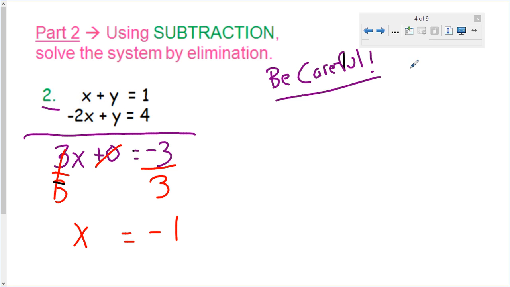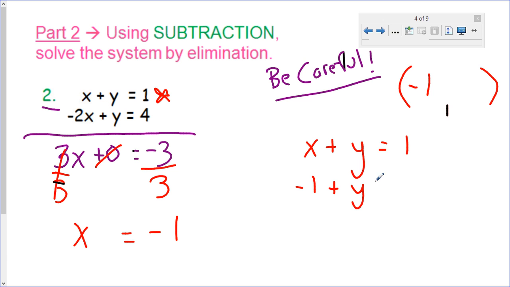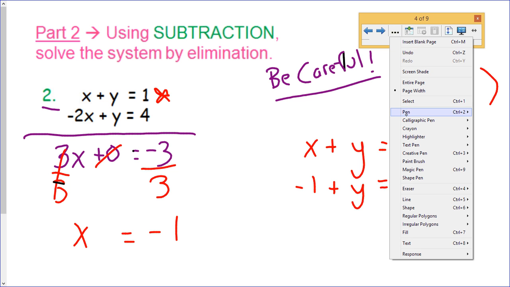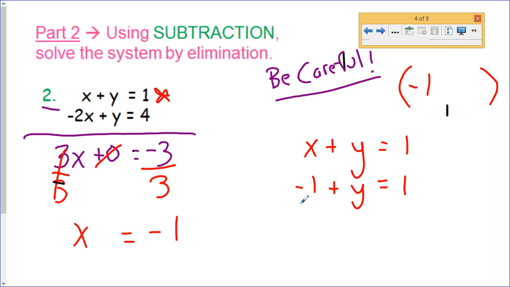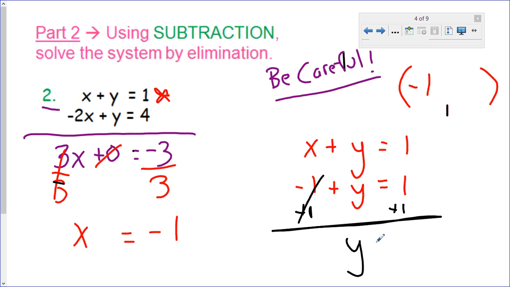Great. I go over here and I start filling in my solutions. I've got a negative 1 for x. And now I take that negative 1 and plug it into another one of my equations. I'm going to pick this one right here: x plus y equals 1. If I know that x is a negative 1, negative 1 plus y equals 1. Now I add 1 on both sides, and I realize y equals 2. There's my solution.